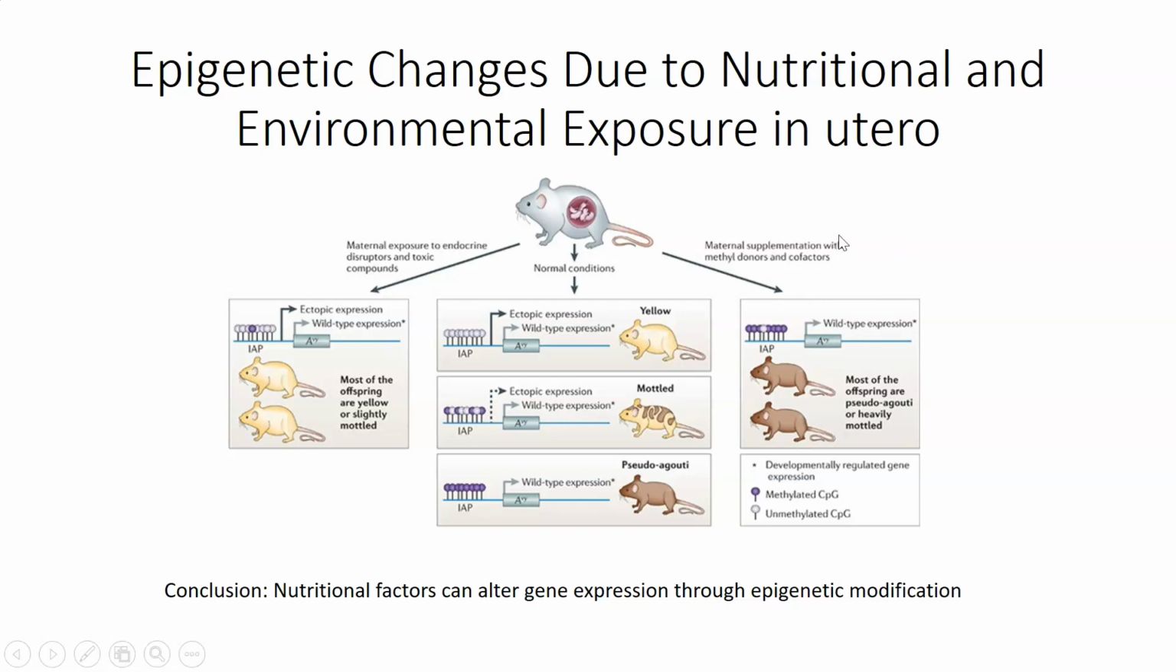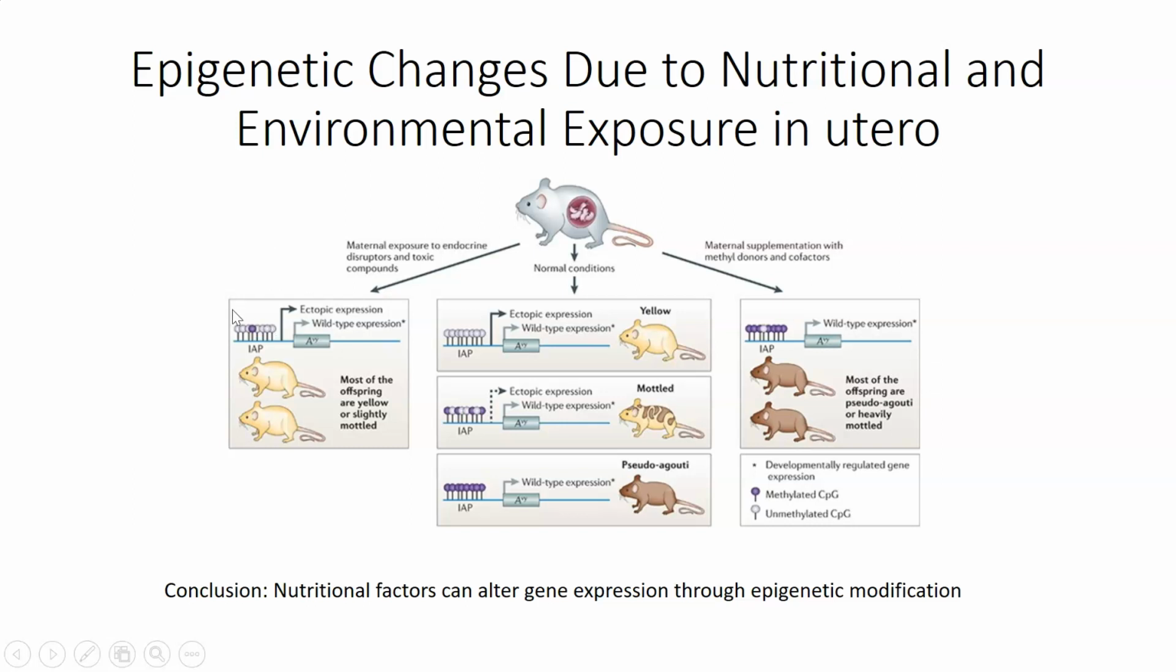They proposed that having these methyl donors in the diet allowed for higher activity of the methyltransferase and therefore higher methylation of the promoter. Low expression of the gene, and therefore most of the mice offspring were agouti in phenotype. They didn't see many mottled, and they saw no yellow mice.